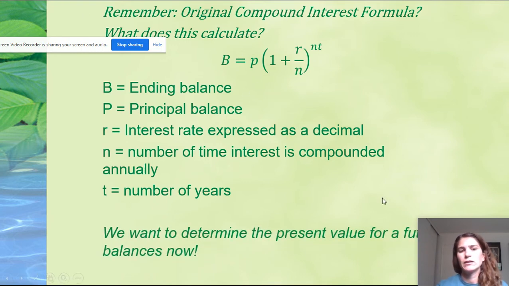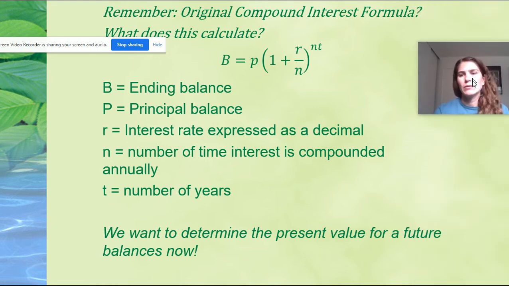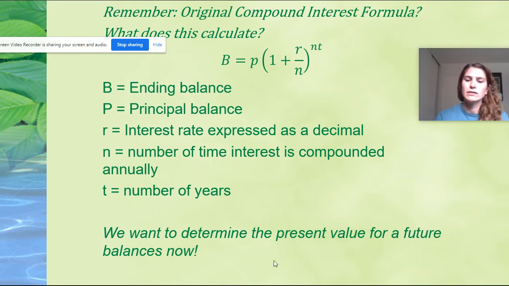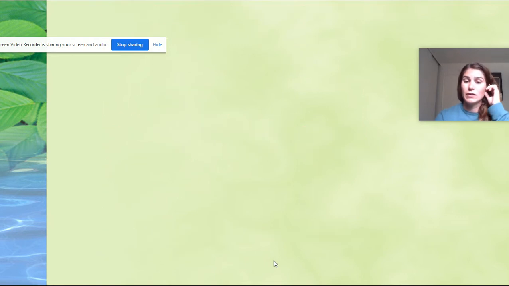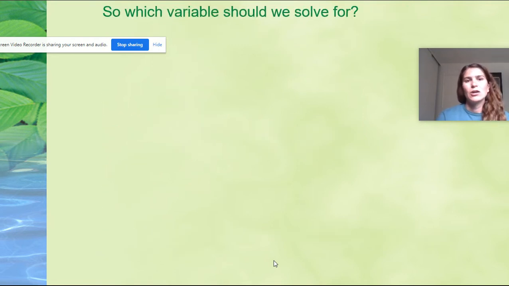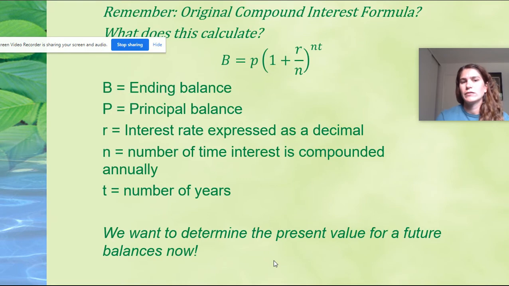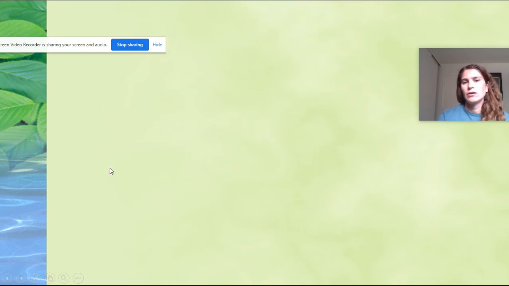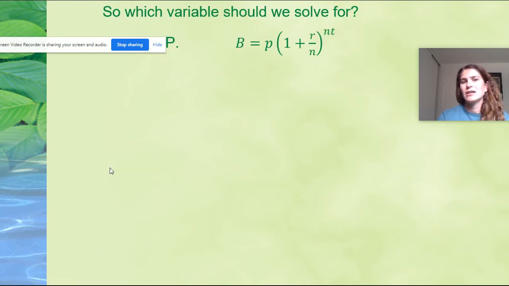So that was the ending balance. Now we need to figure out a present value for our future balances. Which variable do you think we should be solving for? If we're trying to figure out how much money we need to put in now, what letter out of these five letters do you think we would be solving for? Let's see if you guessed it right. We're actually going to be solving for the letter P.